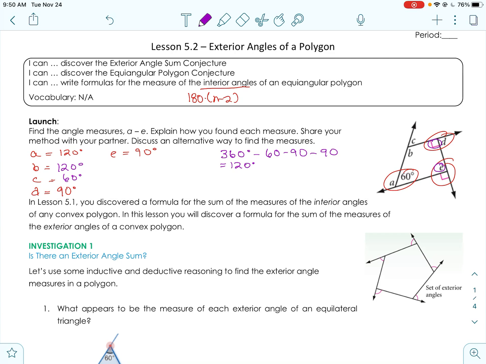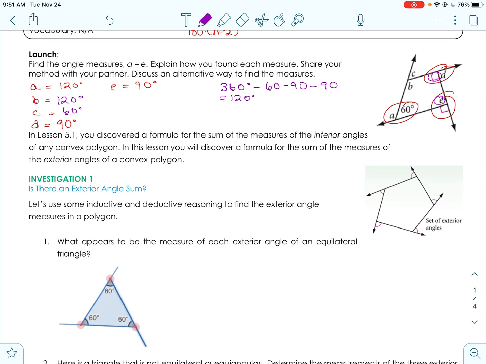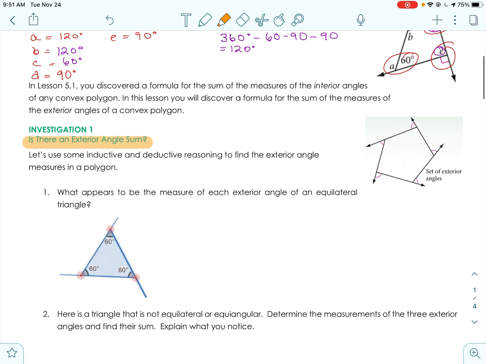So today we're going to figure out two relationships. We're going to figure out the exterior angle conjecture, and then we're also going to use that to help us figure out what we know about the interior angles of an equiangular polygon, meaning a polygon whose interior angles are all congruent. So let's start with this: like we have for the interior angle sum conjecture, is there an exterior angle conjecture?